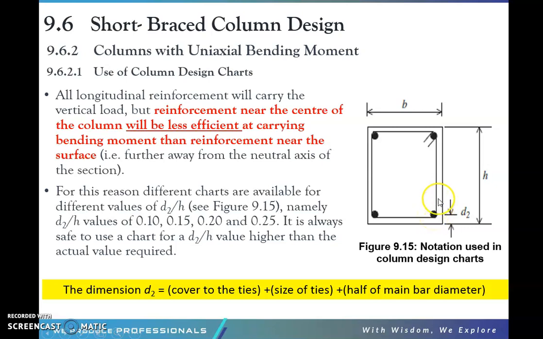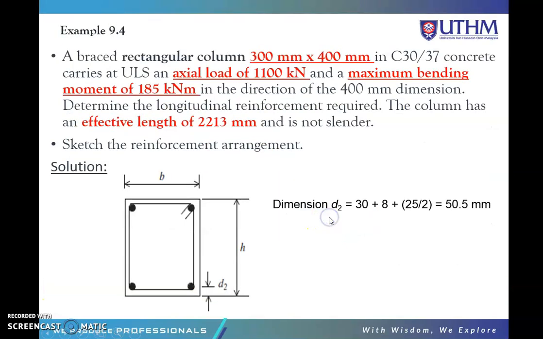Okay, so kalau let's say H yang ada dekat sini, so ini adalah corresponding D2 and H. Okay, kalau corresponding dia adalah H nya di sini, axis nya di sini, so D2 nya adalah di sini. So cover plus ties, size of ties, dan half of the main diameter. Okay, let's see the first example for this part.